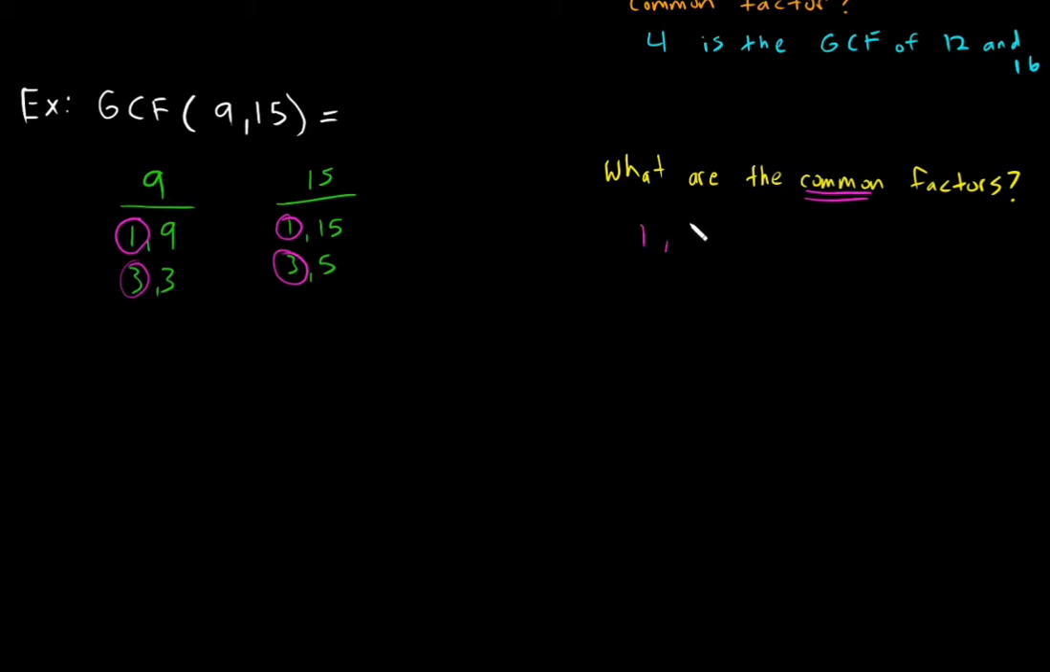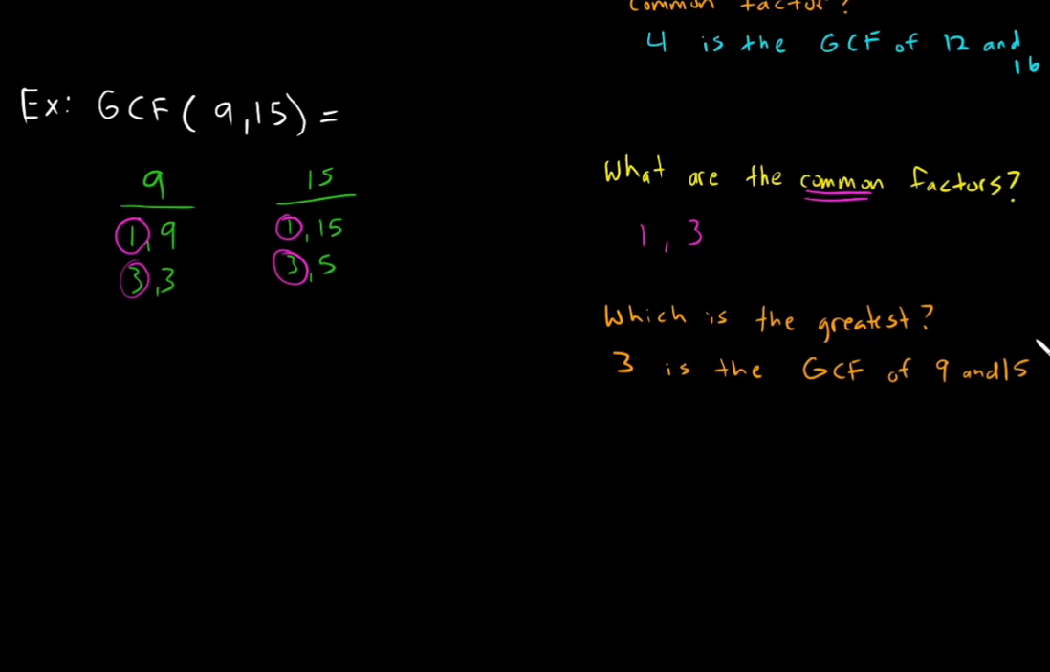Well, 1 and 3. The number 1 can divide 9 and 15. The number 3 can divide 9 and 15 without giving us a remainder. Now, which one is the greatest, right? So which is the greatest? Well, 3, right? 3 is the greatest common factor, GCF, of 9 and 15. Pretty simple. But it gets easier with more and more practice.